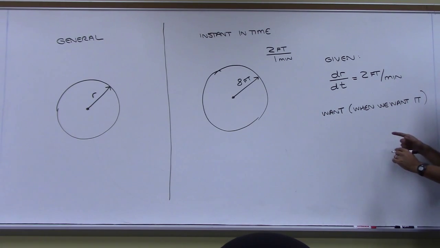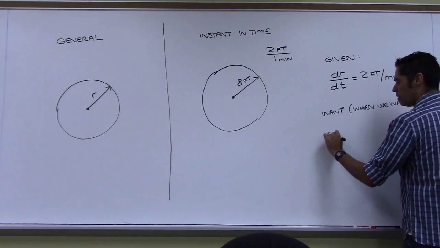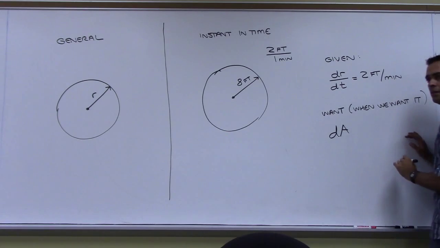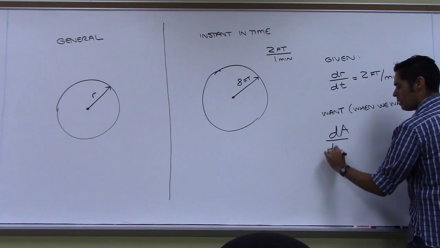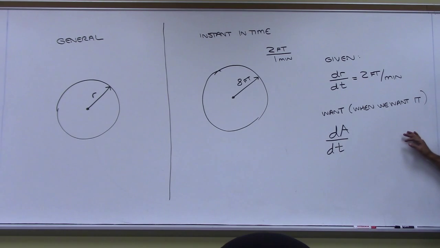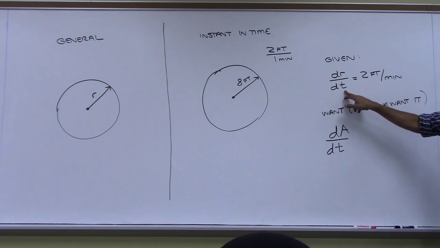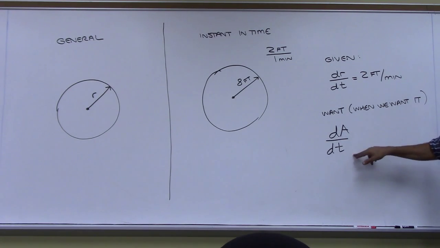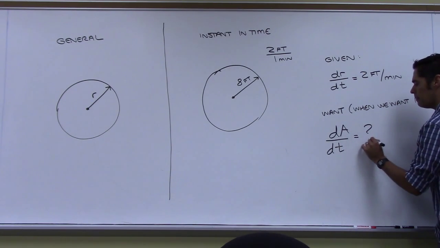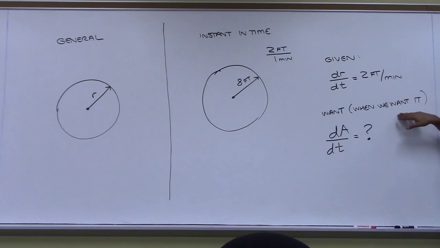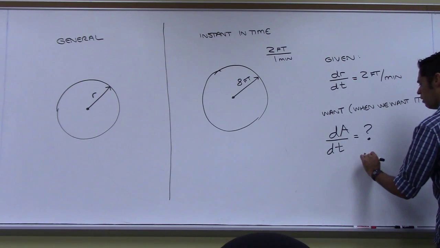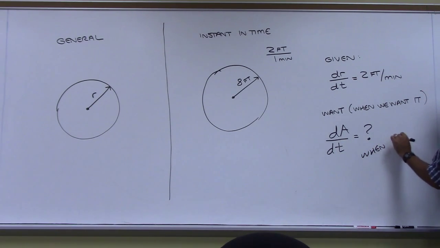So I want the area changes, right? Rate means derivative to us. I want the rate that the area is changing with respect to time again, right? This already dictates what it's going to be with respect to. What was given to me, everything's going to be with respect to time. So I want to know the rate at which the area is changing with respect to time. That's what I want, right? When do I want that? At 8 feet. At what's 8 feet? When the radius is 8 feet. When r equals 8.